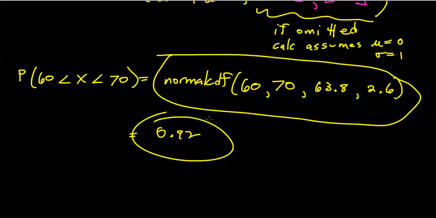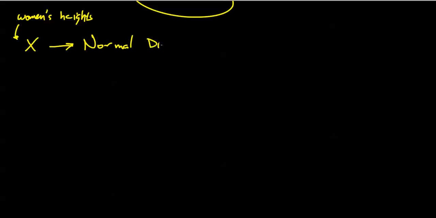Alright, let's try another example of this type. Same information. Let's say again X, I'll let that be women's heights again. I claim that women's heights have a normal distribution. And when I say normal distribution, I'm going to ask myself two questions. What's the mean and what's the standard deviation? As before, the mean was 63.8 inches and the standard deviation for these women's heights was 2.6 inches.